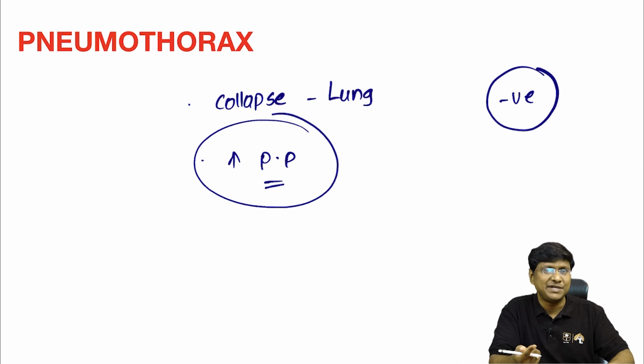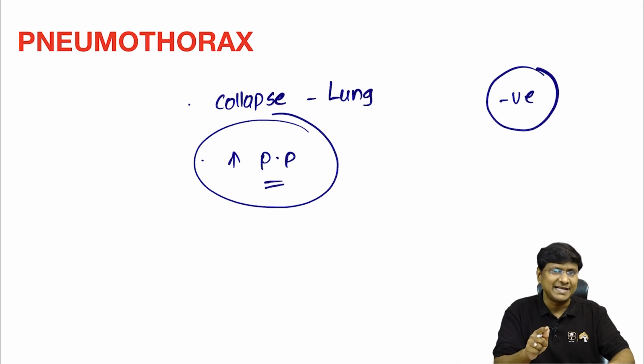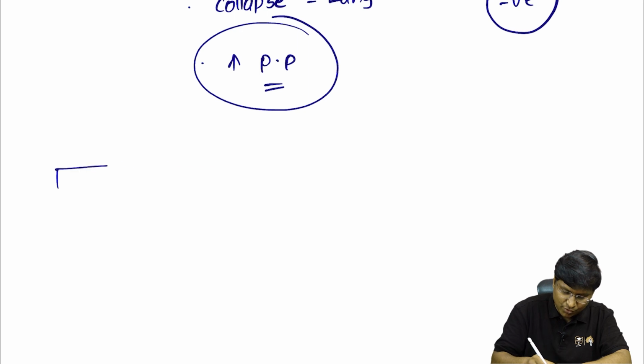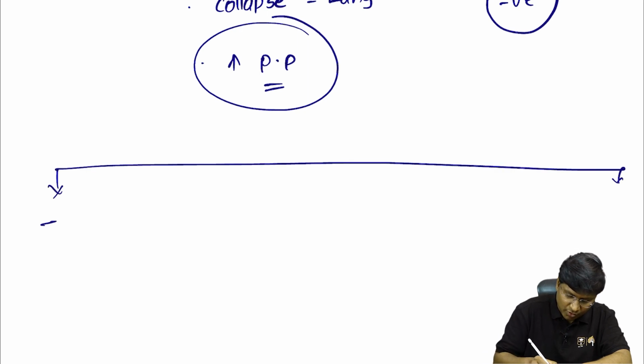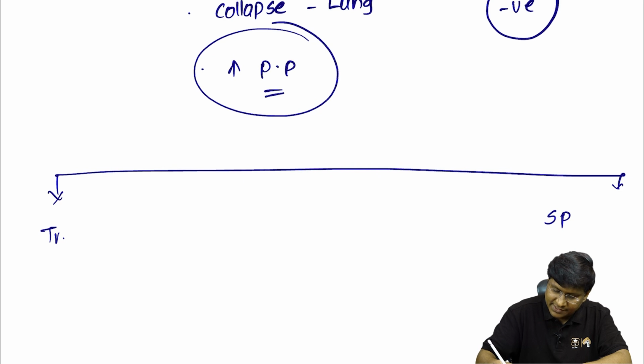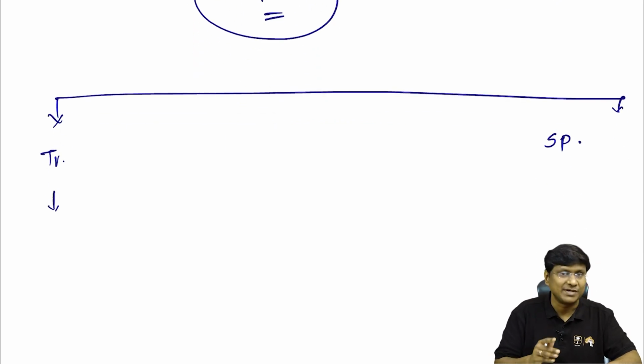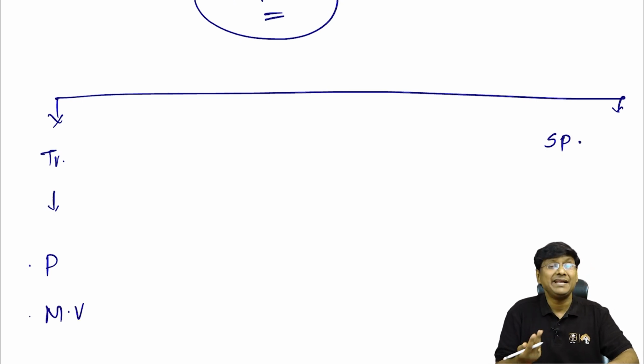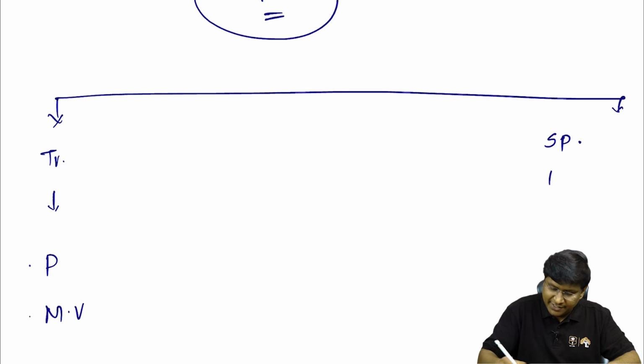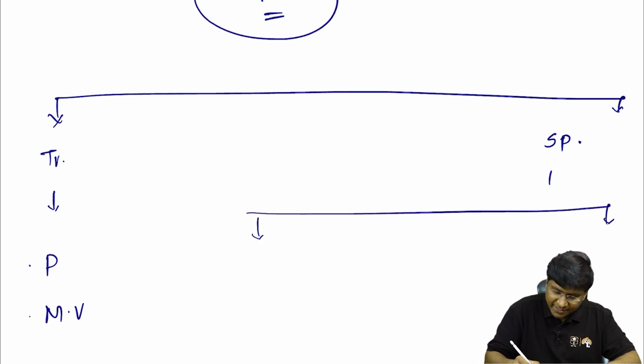Then, the various etiologies that cause pneumothorax are classified into the following: traumatic pneumothorax and spontaneous pneumothorax. What are the causes of traumatic pneumothorax? They include pleurocentesis and mechanical ventilation causing barotrauma, which is responsible for the development of traumatic pneumothorax. And spontaneous pneumothorax we classify into primary spontaneous pneumothorax and secondary spontaneous pneumothorax.